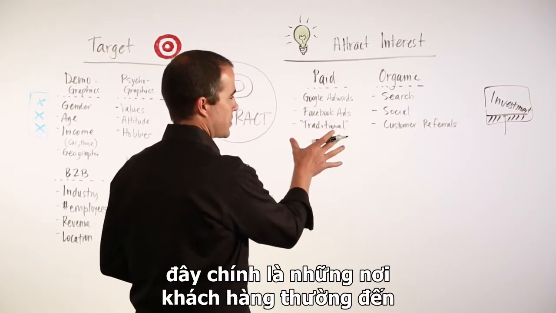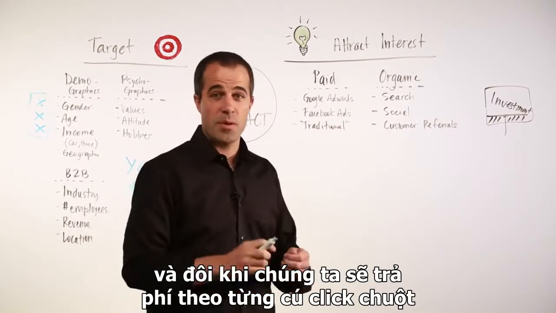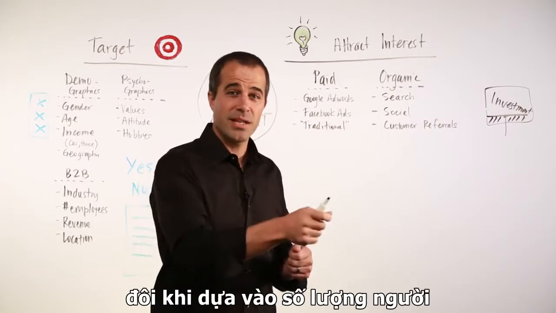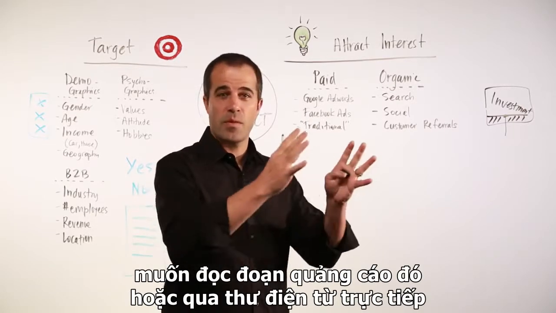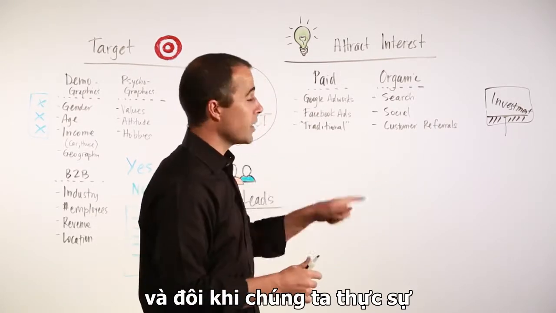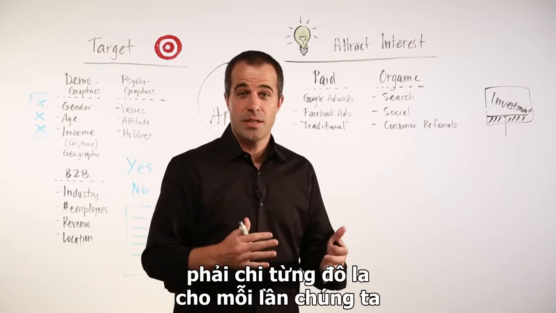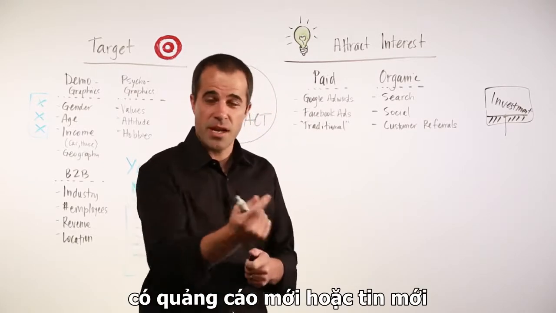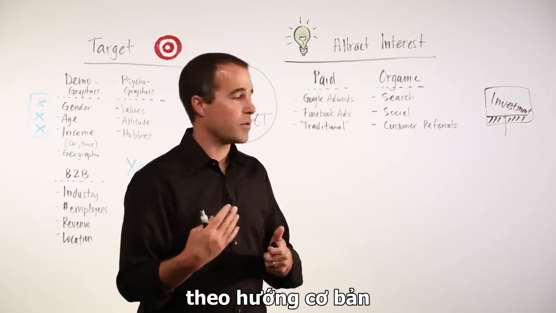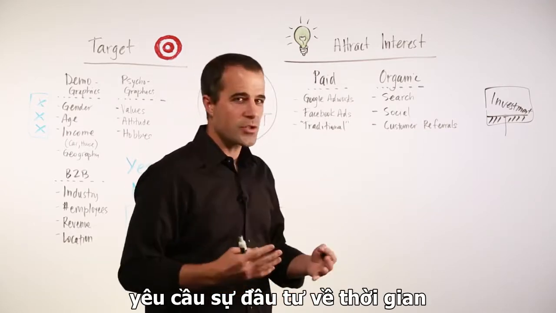One is through paid channels. These are places where we actually go and we pay, sometimes per click or sometimes per the number of people that want to see an ad or per direct mail piece. And we're actually having to put out dollars every time we get a new lead or a new eyeball coming through the door. On the organic side, this also requires investment.